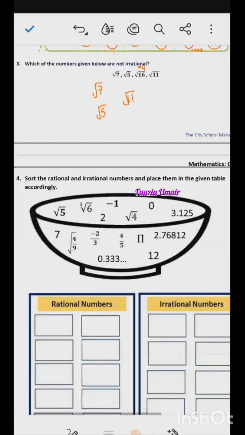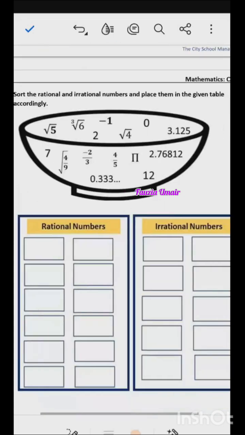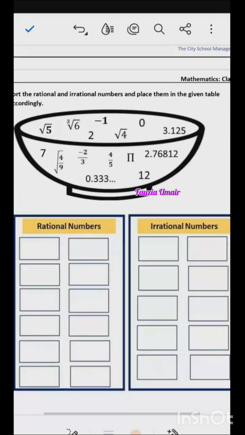There is another question. There are some numbers in the bowl, and it says to sort the rational and the irrational numbers and place them in the given table accordingly. Okay, so we will solve them one by one. Let's start from here. Square root of 5. Irrational. Excellent.